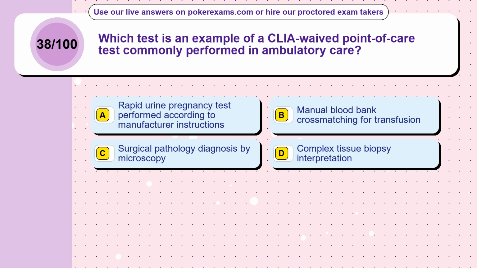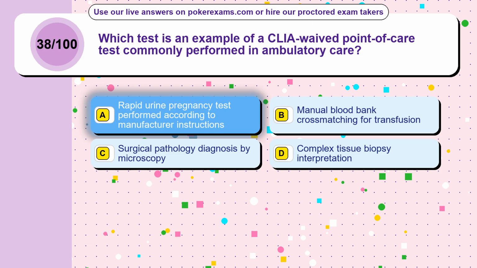Question 38. Which test is an example of a CLIA-waived point-of-care test commonly performed in ambulatory care? Option A. Rapid urine pregnancy test performed according to manufacturer instructions. Option B. Manual blood bank cross-matching for transfusion. Option C. Surgical pathology diagnosis by microscopy. Option D. Complex tissue biopsy interpretation. The correct answer is option A.